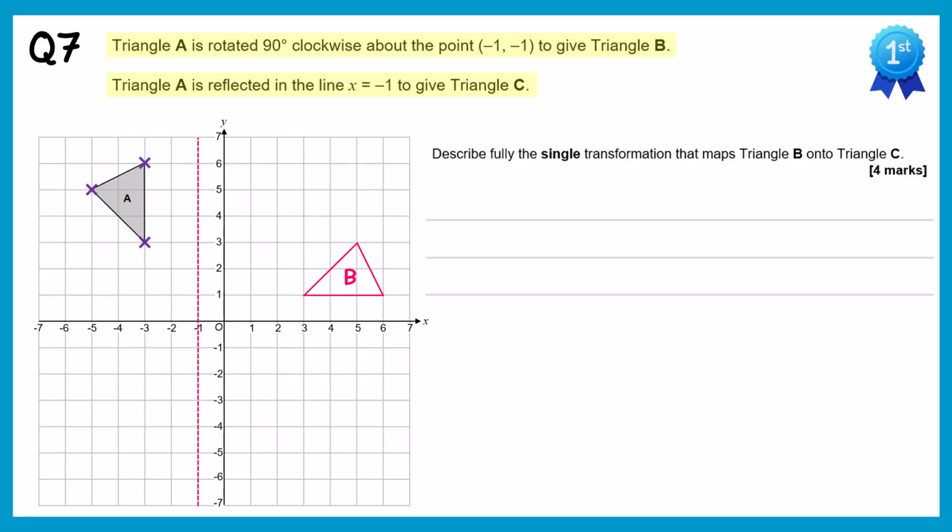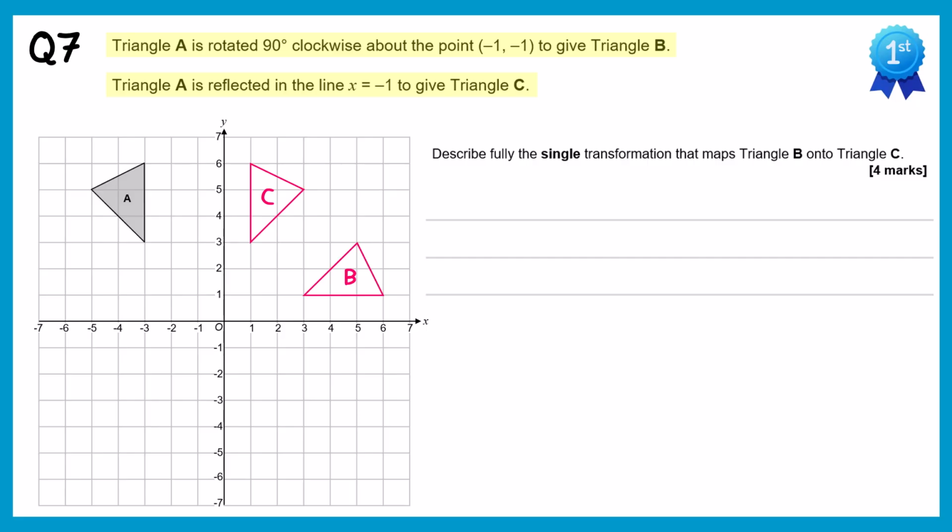I like to do this by marking on the corners of the shape and then counting how many squares it is from these points to the mirror line. So I'm going to do the 2 points on the right hand side first, and it's 2 squares to the mirror line, so I must go 2 squares past the mirror line. Then for this other point, it's 4 squares to the mirror line, so I go 4 squares past it. And the new shape, shape C, will end up here.